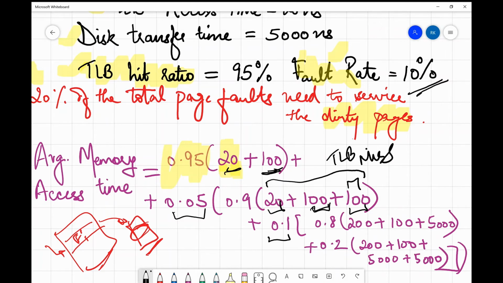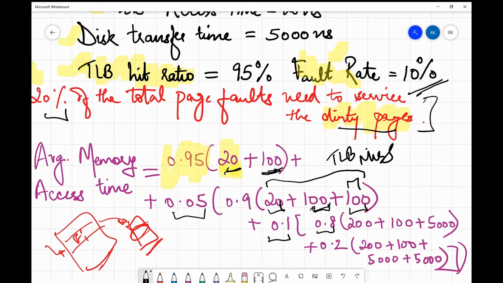Because the page fault rate was 10%. And in that page fault also we need to consider that in 20% of the cases we need to update the dirty pages. So therefore, let's consider what happens when this 20% was not there. That is in the remaining 80%, which is 0.8. In the remaining 0.8, what would have happened?